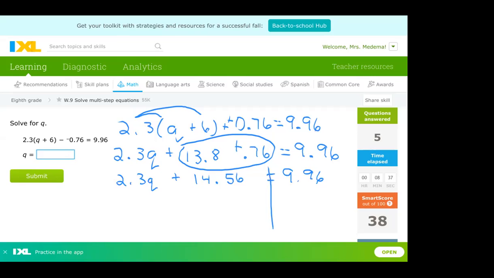I'm going to draw my fence, and then opposite is to subtract it. So it goes away on that side. They're both positive numbers, so I'm going to subtract them. And we'll move that over here. I do get 4.6 because the minus went with the 14. It is a negative. And then bring down the 2.3q. Divide by 2.3, divide by 2.3. A negative divided by a positive is a negative, and you get 2, so it's a -2.